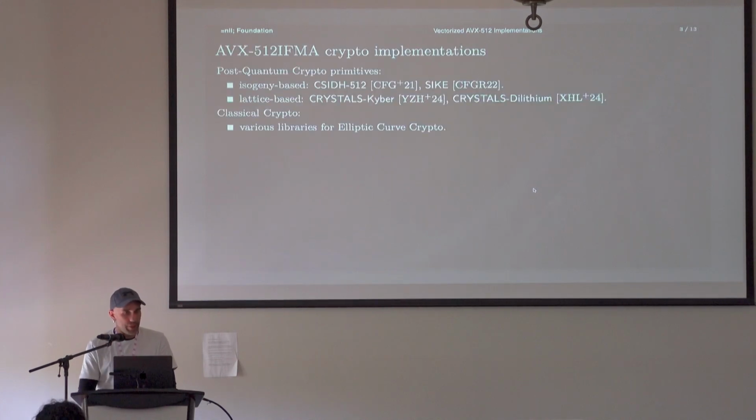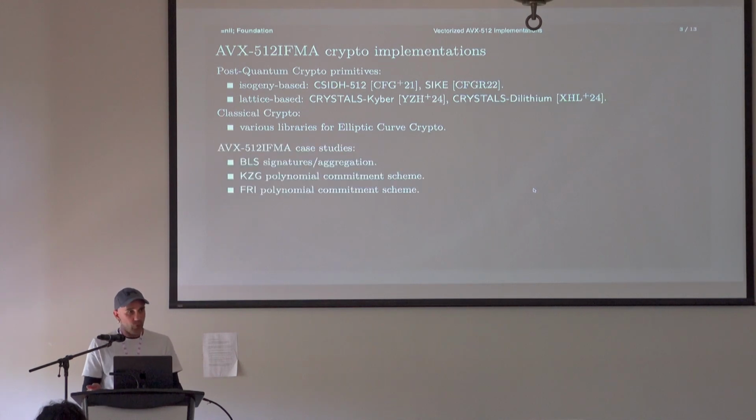When it comes to crypto implementations, I think we were the first to use IFMA instructions. Basically, what we did is we implemented isogeny-based protocols. And a couple of years ago, we have seen some IFMA implementations of lattice-based schemes, especially Kyber and Dilithium. So these are both families of algorithms in post-quantum cryptography. But when it comes to classical cryptography, we have seen some libraries for elliptic curve cryptosystems.